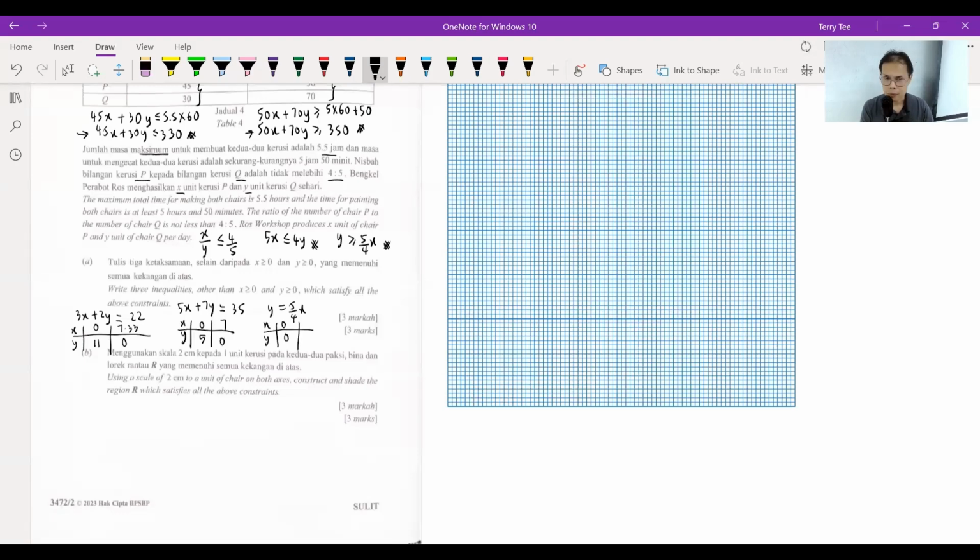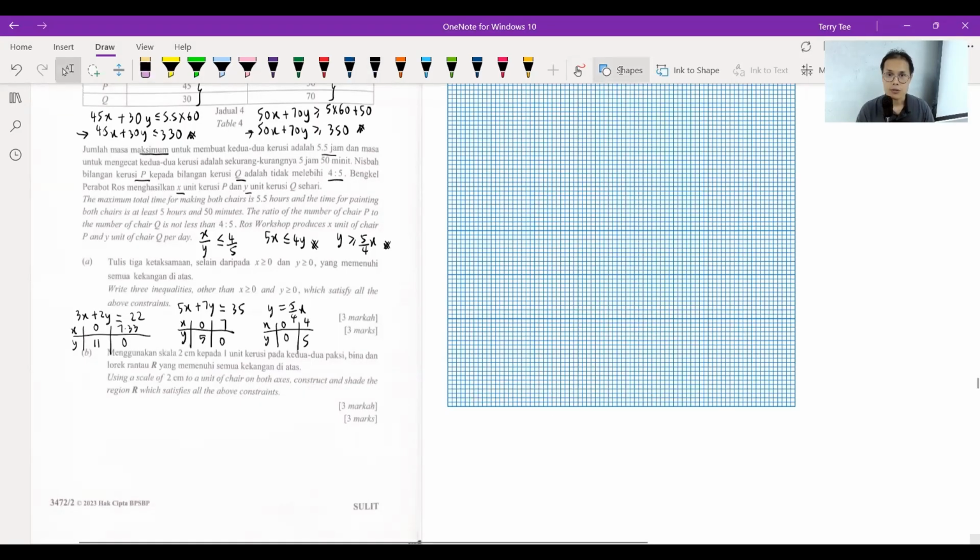Now, let's take a second point. You can use any coordinate. Here, the question says your scale is 2 cm to 1. So I think I'll just use x equals 4, y will be 5, right? It's a very small graph. I mean, the scale is very small, 1:1.